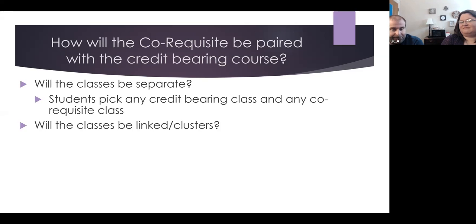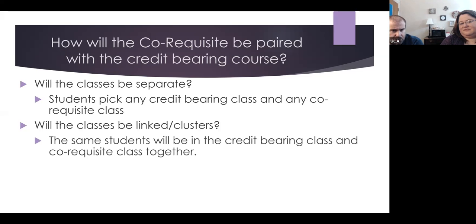When you've done this a long time, you see just about everything. So that's something just to keep in mind if you don't hard pair them in the actual system. And then also, what's going to happen when you do put those together? Are all of the students going to be in the same co-requisite course together?